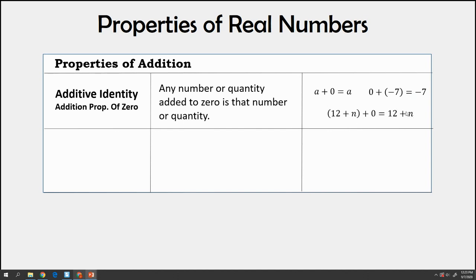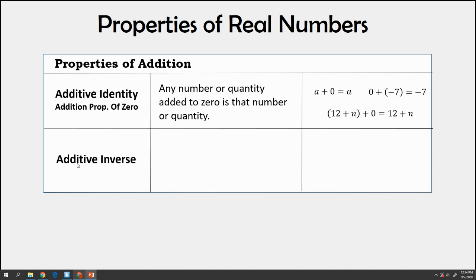This is also an example of it. And sometimes people will see this and think associative property quick, but I take the quantity 12 plus n and add 0. And on the right side, now I just have 12 plus n. Well, what happened? The quantity 12 plus n, when 0 is added to it, is still 12 plus n. So that's actually the additive identity.